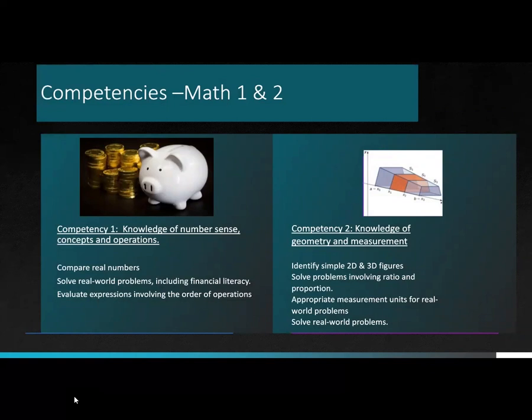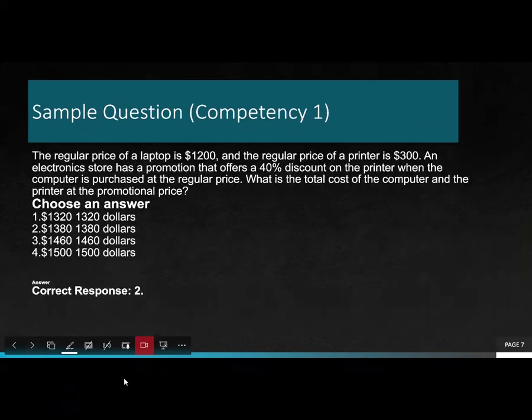Competency 2 is knowledge of geometry and measurement: identify simple 2D and 3D figures, solve problems involving ratio and proportion, choose the appropriate measurement unit for real-world problems, and solve real-world problems. Let's look at 2 examples, one example for each competency.